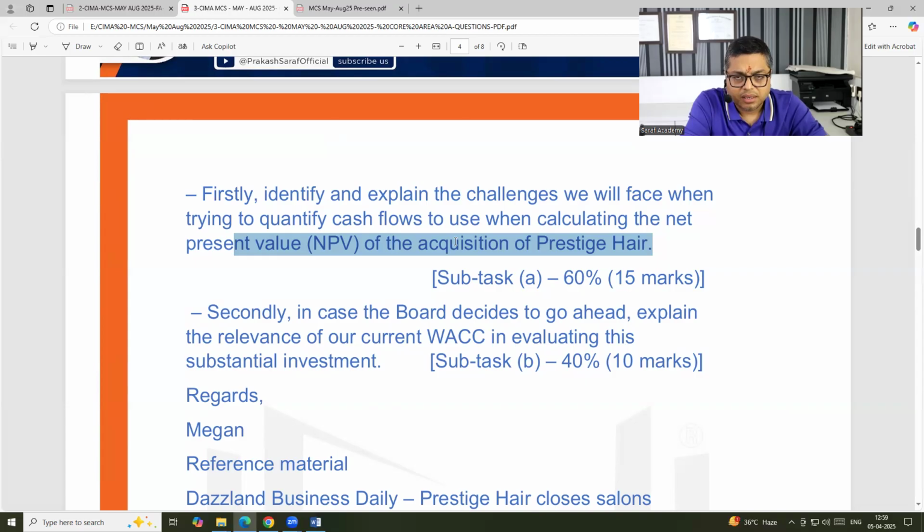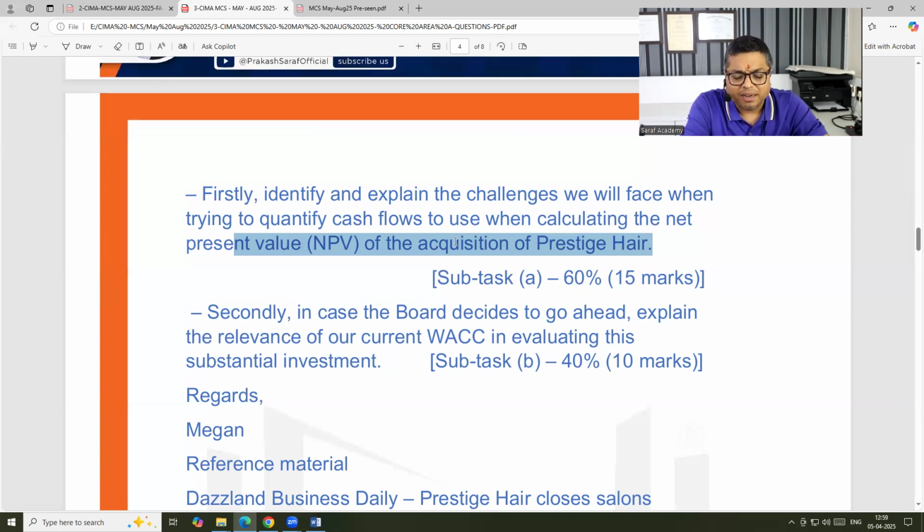Next para. But in the NPV, the most important problem is forecasting the cash flows. In this type of project, acquiring Prestige Hair, the problems we are going to face and how we can deal with them, I am explaining below. Because you are talking to your boss, you are telling him, I am helping you, I am explaining to you. Next, you will start a paragraph: initial investment.